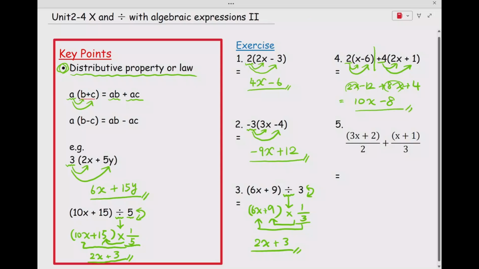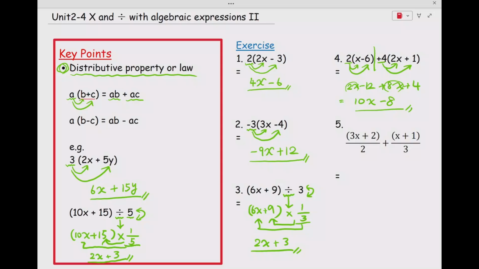Last question. Question number 5. (3x + 2)/2 plus (x + 1)/3. This question is about adding fractions mixed with an algebraic expression. To start with, I would like you to remember the usual addition of fractions. When you add fractions with different denominators, you first need to align the denominators. In other words, you need to put the numbers over a common denominator. Do you remember this?